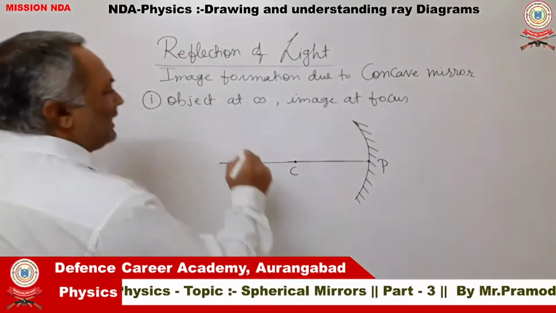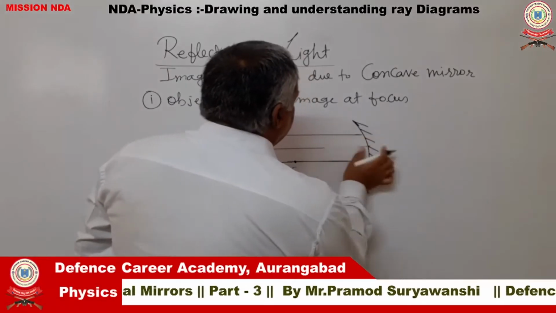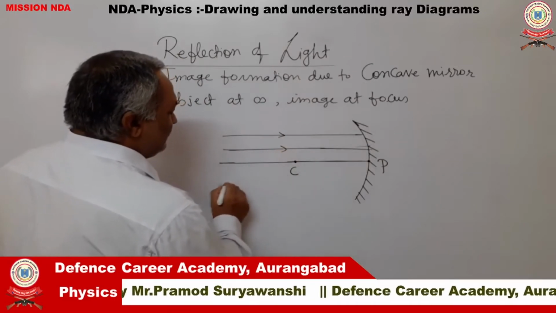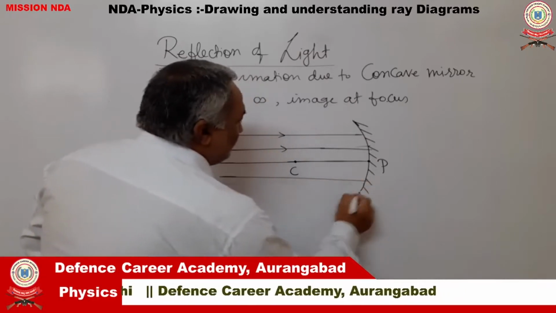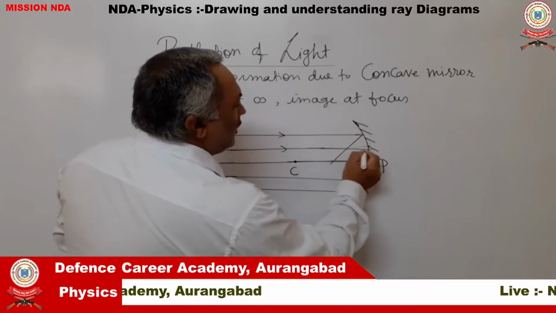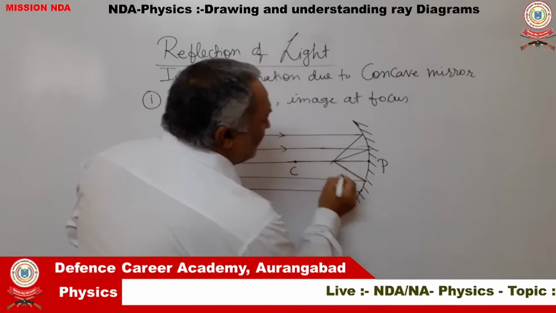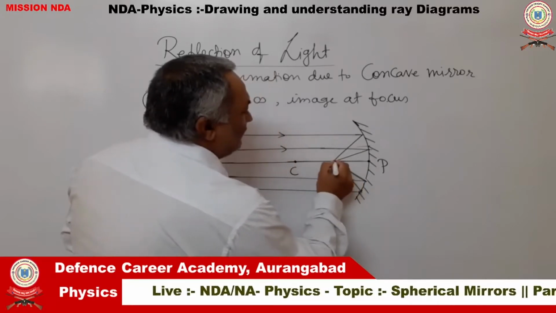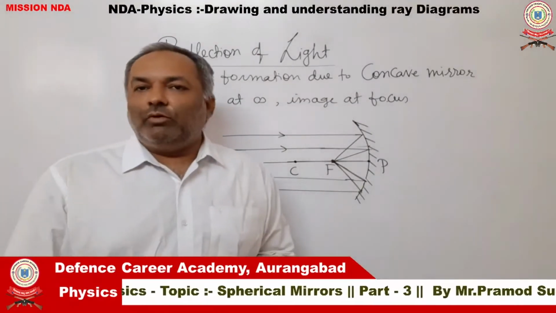Next, when parallel rays are incident, that is, rays parallel to the principal axis, on the concave mirror, then after reflection all of them converge at the focus of the mirror. This is how you will show the image formation, and finally you will mark this point as the focus or principal focus.